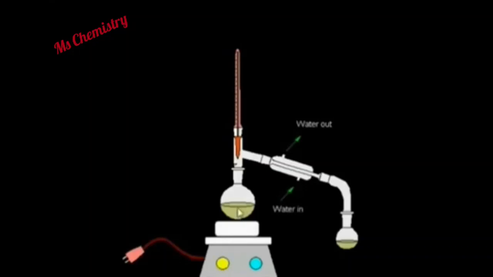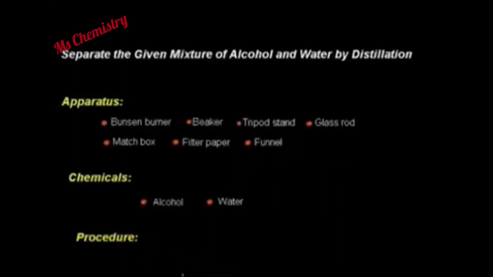So that was all about the condensation process. Thus, at the boiling point, pure alcohol is collected at the receiver, and water will remain in the distillation flask, that is, the round bottom flask.